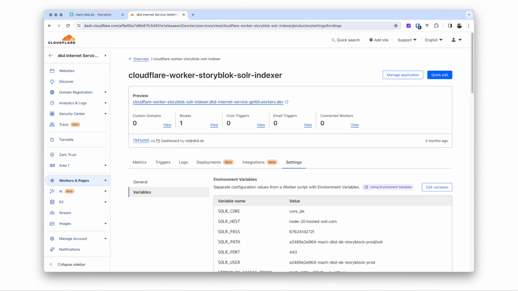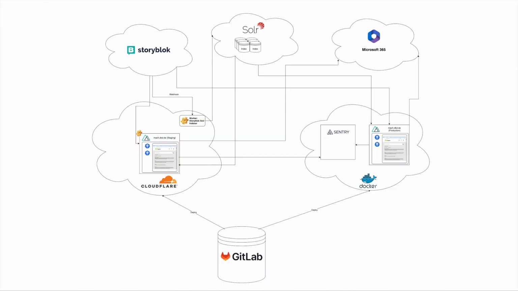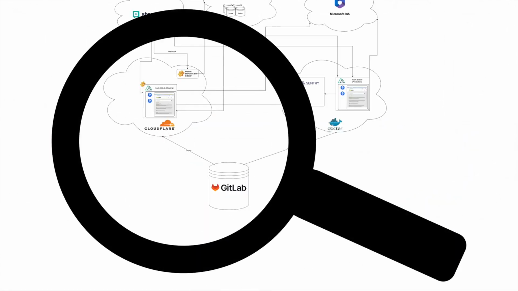And we use Wrangler to deploy our applications to Cloudflare via GitLab. So from GitLab, we have automated deployments to Cloudflare, and we have a worker for our website stages there, and also for our Storyblok Solr Indexer, which is a script which we'll look into in detail soon, which indexes content from Storyblok and pushes it to the Solr index.